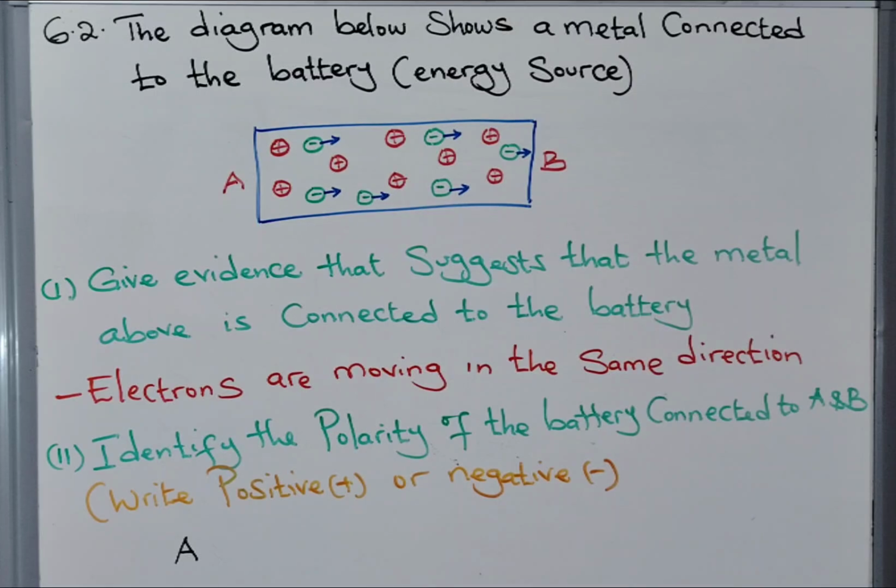And if B is positive, what's the polarity of A? It's negative. Electrons move from negative. It's like they are being repelled out from negative because they are negative, and negative repel each other.